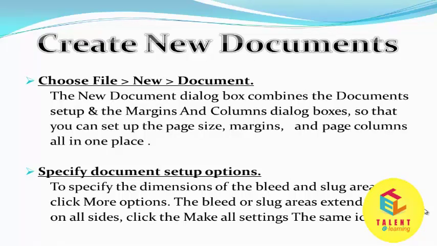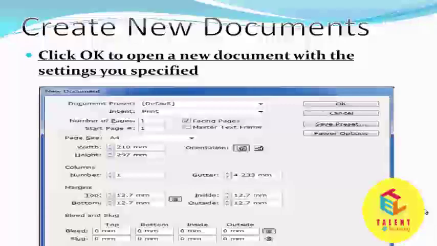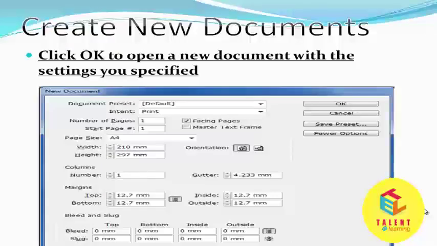Specify document setup options. To specify the dimensions of the bleed and slug area, click More Options. The bleed or slug area extends evenly on all sides. Click the Make All Settings the Same icon. Click OK to open a new document with the settings you specified. This is the new document.